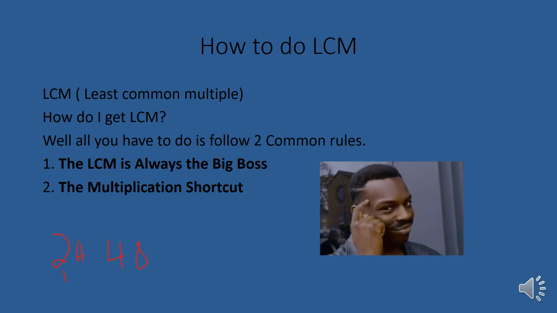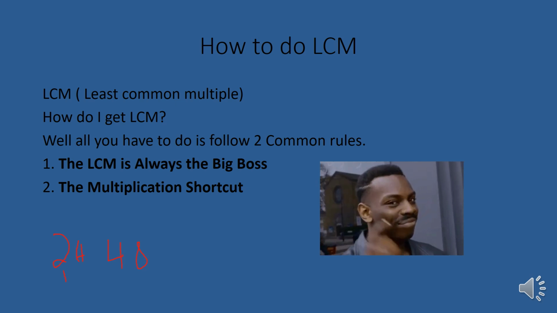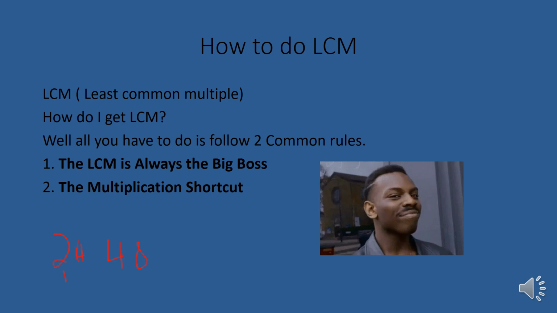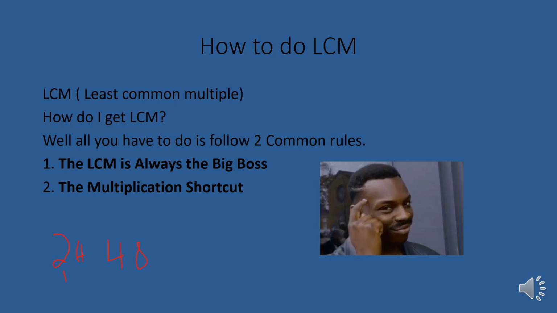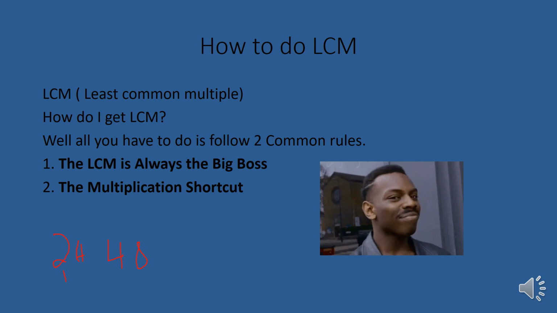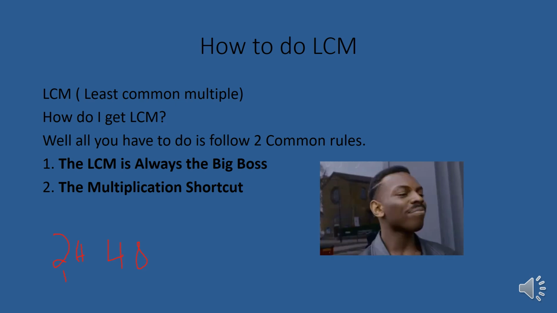And then the second rule is the multiplication shortcut. It just means multiplication, multiples. Are we getting the mojo? Well, that basically means that numbers that are multiples are numbers related to the first one that's been multiplied.